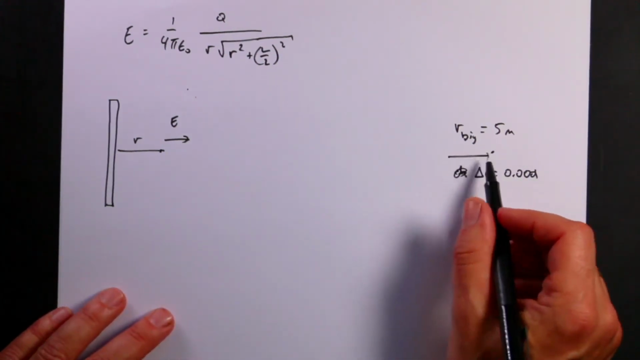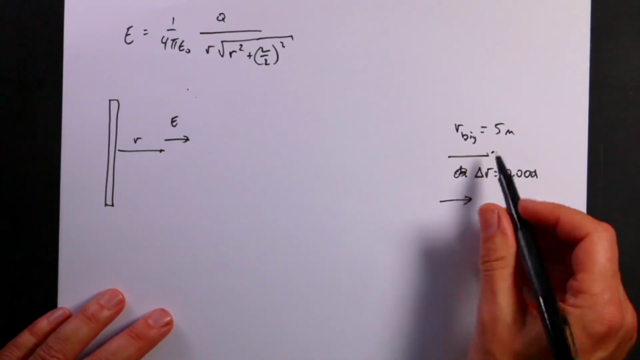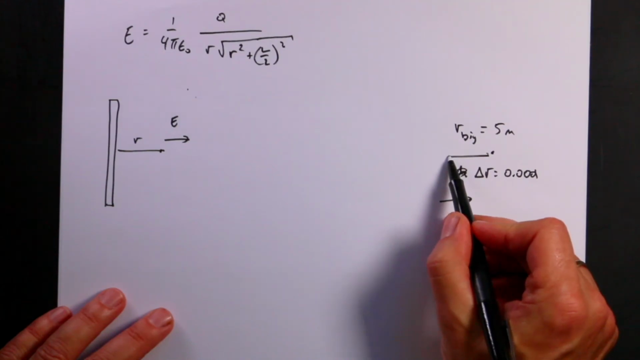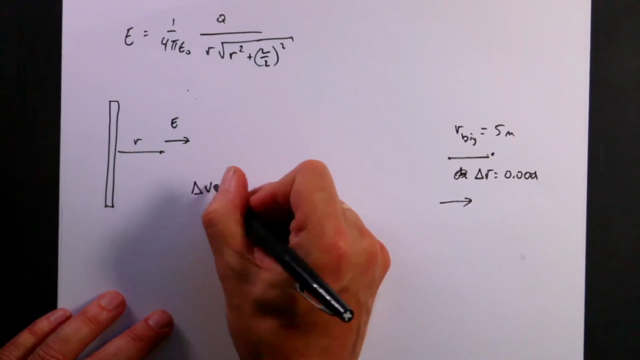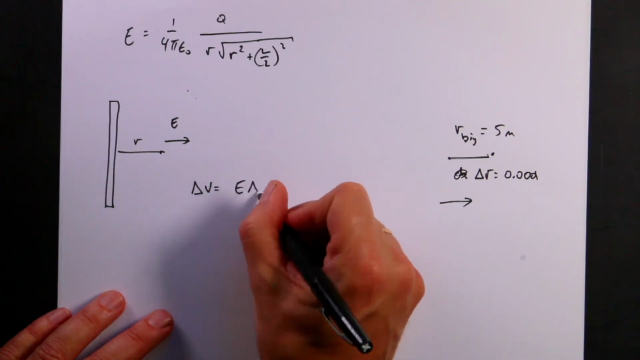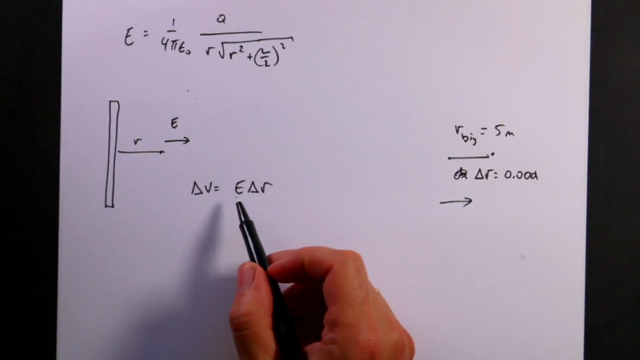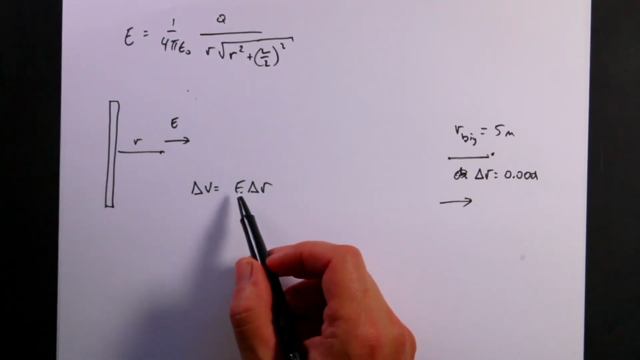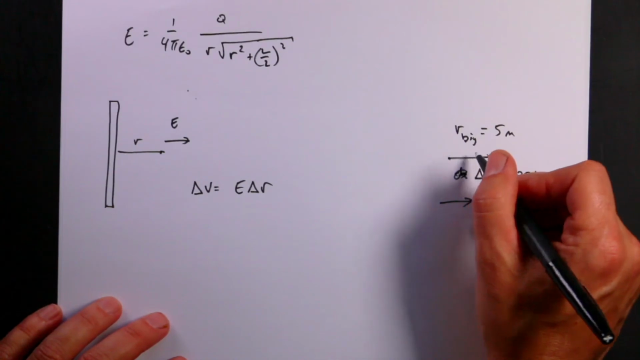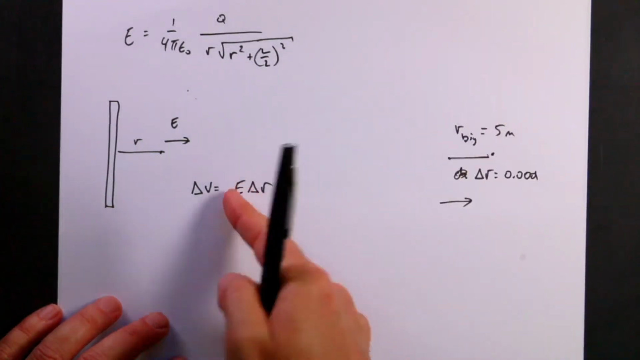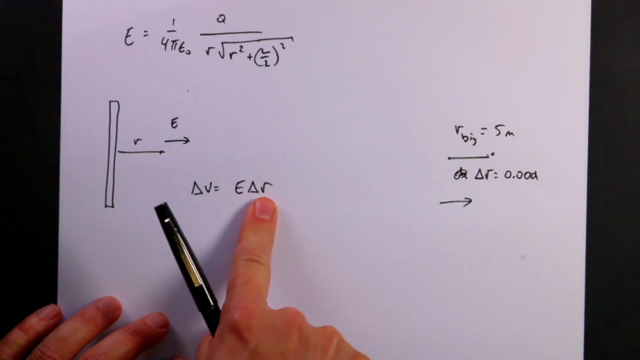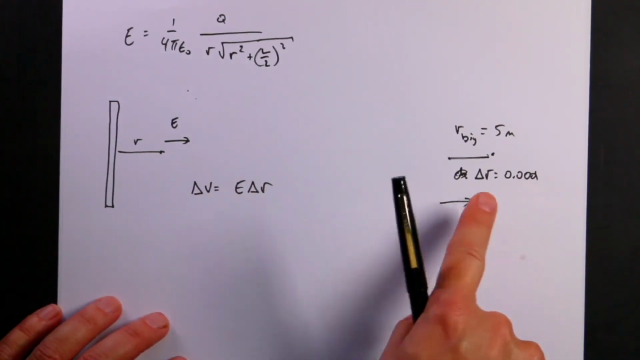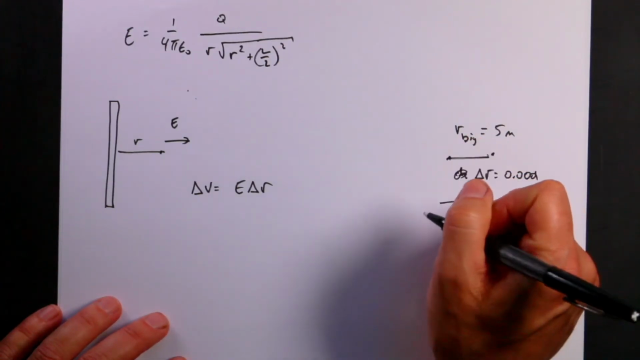And during that time, I'm going to assume the electric field is constant. So I'm going to start right here, assume the electric field's constant, and calculate the change in potential going over here. So delta V would be equal to E delta r. I'm assuming, I don't have to integrate, I'm assuming the electric field is constant. It's not constant, but I'm assuming it is. And so the change in potential, if I'm going this way, would be positive, right? Because I have a positive electric field, I'm going in the opposite direction. Delta r is 0.0001.